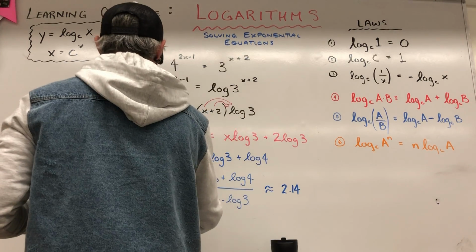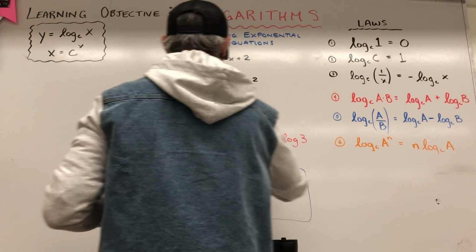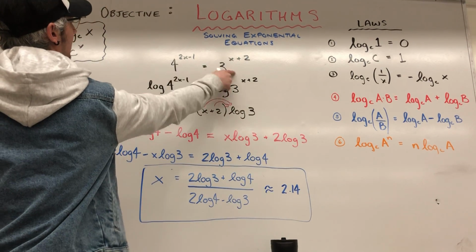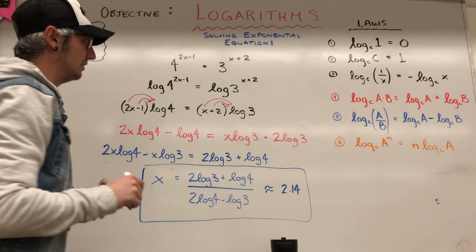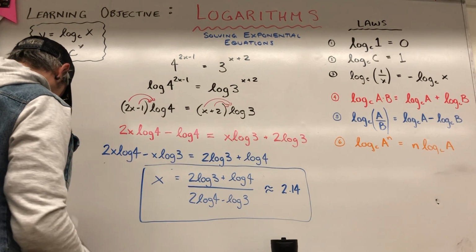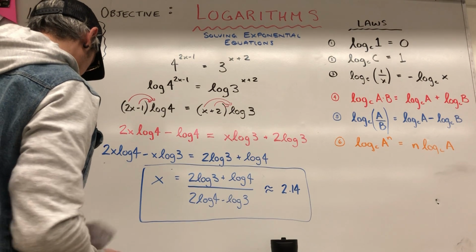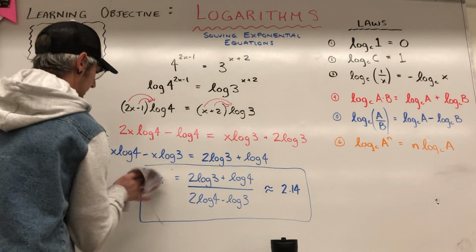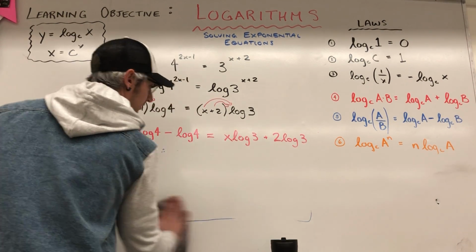And again, if I replaced x with 2.14 here, I would get these two sides equal to each other. Okay, let's do another one just like that. Let's do another one. Okay, last one here.